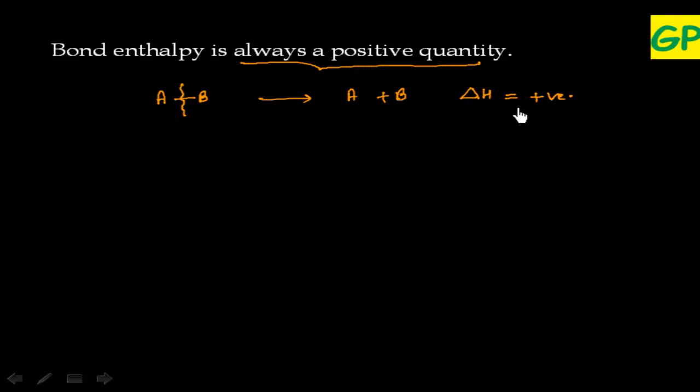Some important points about bond enthalpy. Bond enthalpy is always a positive quantity. That is, we have to break the bond. So if I have a molecule AB, I have to break the bond. That means I have to give energy. So delta H for this reaction is always positive. We have to give energy to break the bond. So since there is a breaking of bond, it has to be positive. The reverse is negative. That is, formation of bond will release energy.